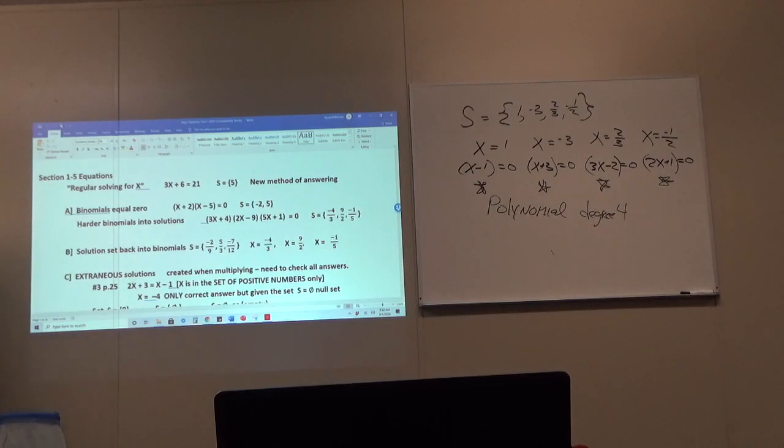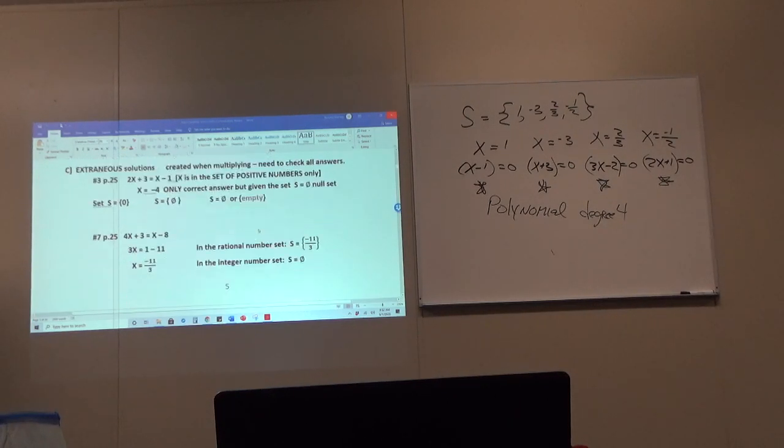All right, now, the other thing that we want to talk about in this chapter is an extraneous solution. Sometimes in order to solve things, when you multiply in order to simplify, or when you square something in order to simplify, you may actually come out of the number system into another number system. All right, so when you are finished, you have to check your answers.